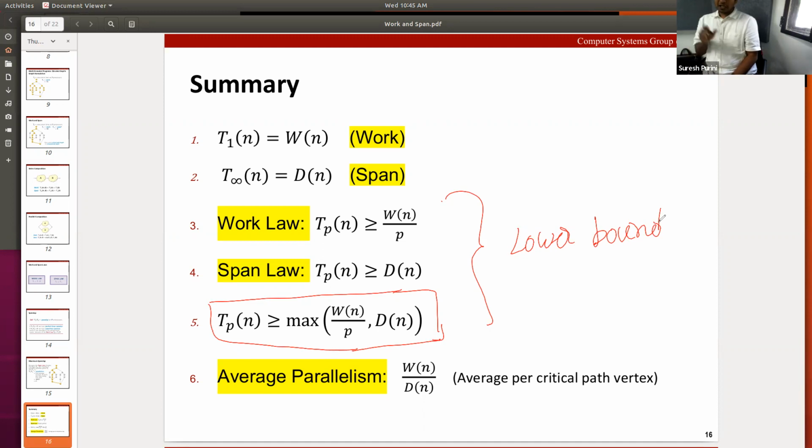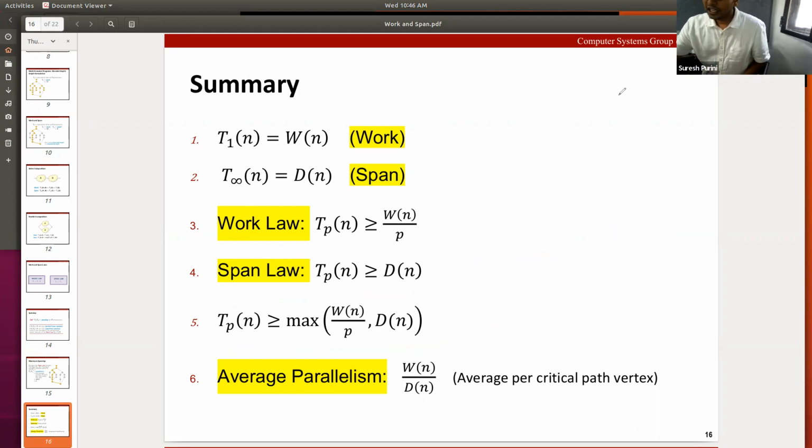There is also this notion of average parallelism, which is defined as total work divided by D of n. This is the average number of nodes that we can schedule in parallel with a critical path vertex. To give some intuition, if you have a DAG, this is the DAG, and this is the critical path in the DAG.